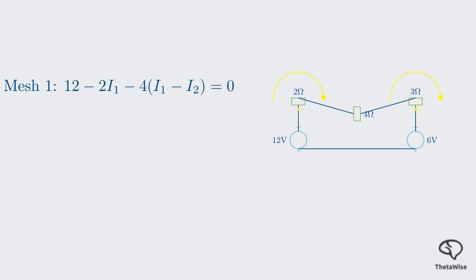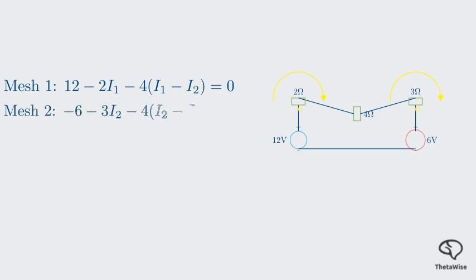Combining the I1 terms, we get 12 minus 6I1 plus 4I2 equals 0. We can rearrange this to get our first clean equation: 6I1 minus 4I2 equals 12. Now let's do the same for mesh 2.